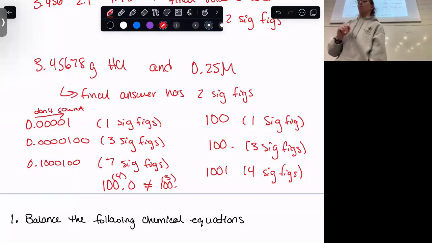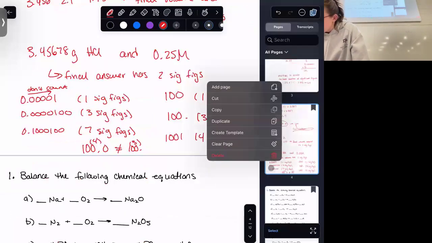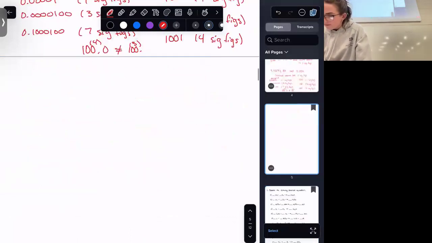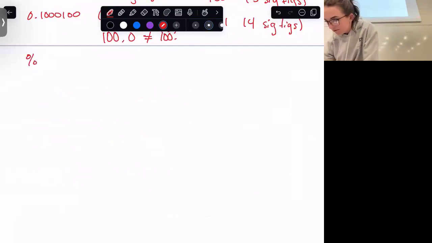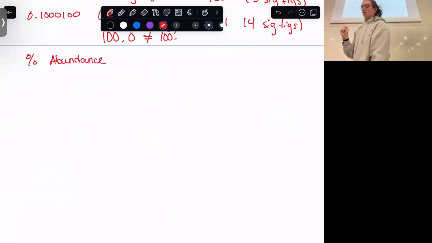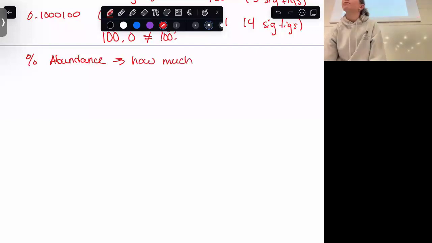Could you review percent abundance? Yep. So can you tell me what a percent abundance is? What does that tell us? How much of a molecule is in 100 grams of a compound or something like that? Yeah, pretty close.